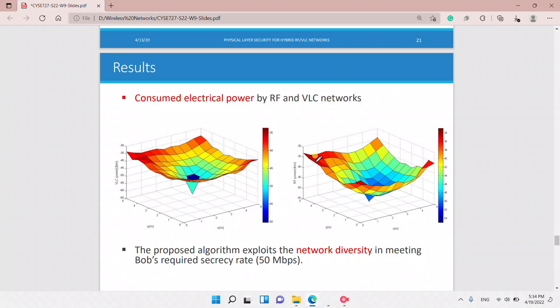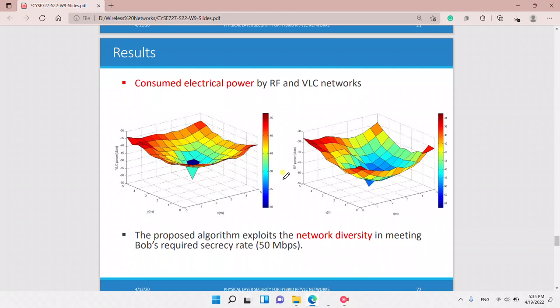Okay, so now we have beautiful results, and this is showing the consumed electrical power by the radio frequency and the VLC networks. Exploits the network diversity in meeting Bob's required secrecy rate. So whenever the secrecy rate is higher, they are using whichever one has a higher secrecy rate, such as the RF or the VLC.